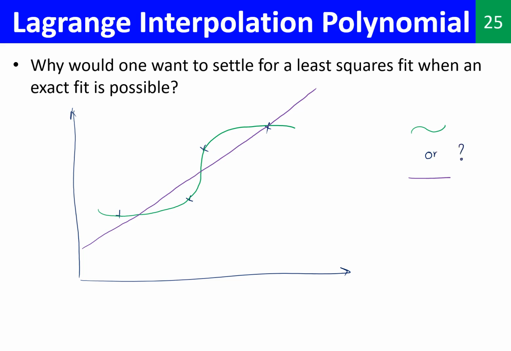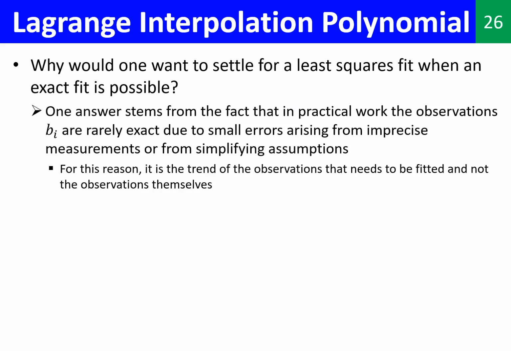So what do you select when we have such a problem? And what do we actually want? That is the question. One reason why we don't settle for Lagrange polynomial is that the observations we make are generally noisy. So we don't need a curve that exactly goes through those noisy observations, right? What we actually want to capture is the trend of the observations and not the exact observations themselves. Understood?